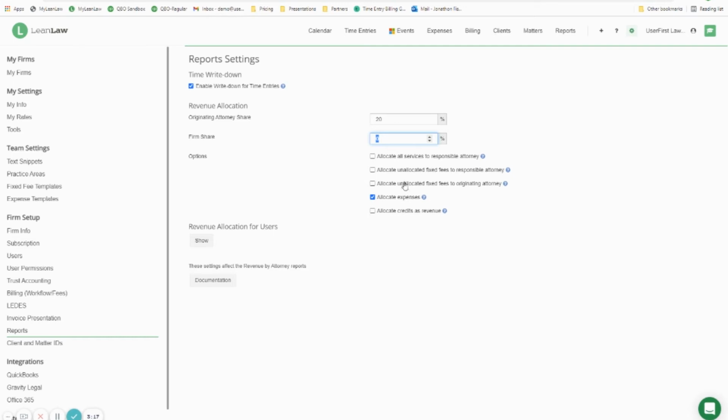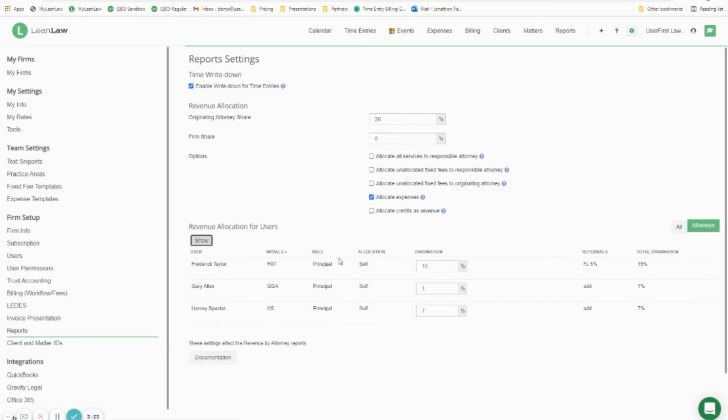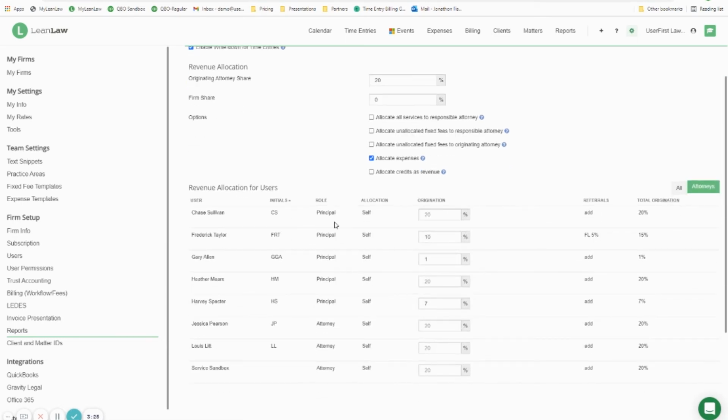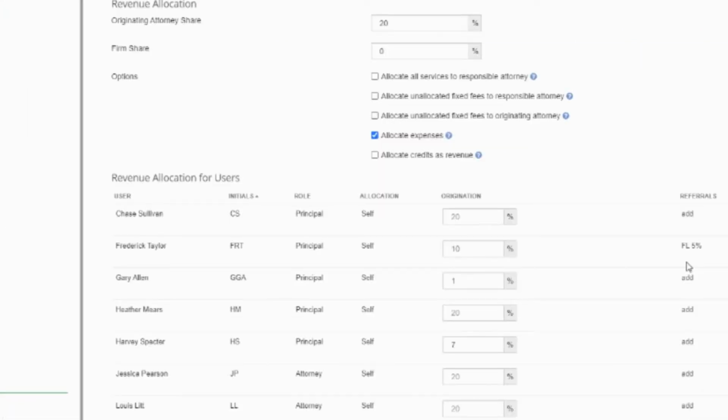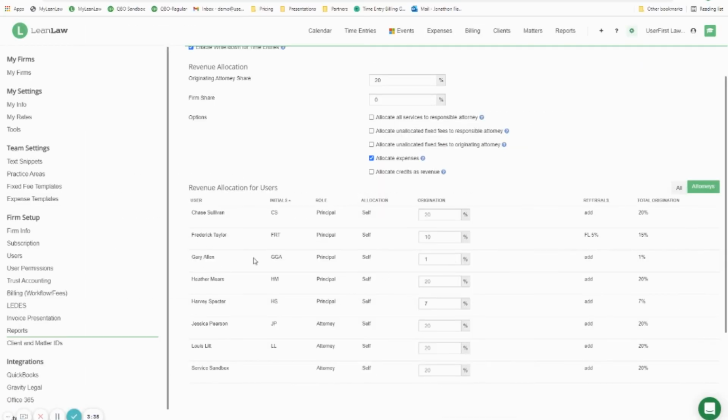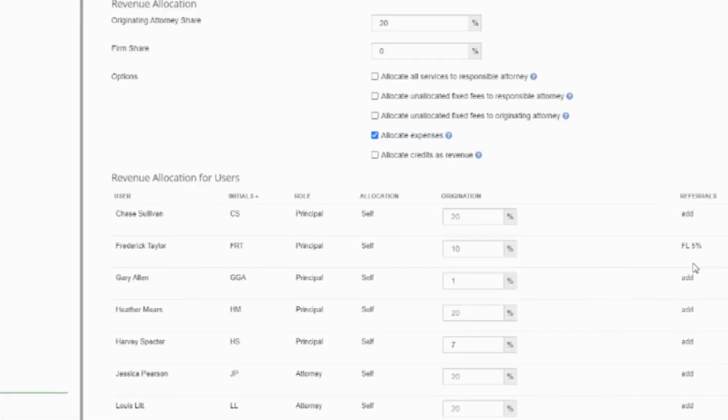Below are the checkboxes related to the logic on applying the revenue share at the firm or user level. This can override the firm settings and allows you to set up user-based origination. Not every firm uses a universal number for origination, depending on tenure or other factors. That's where that referral comes in. If you look at Fred, he gets 10% of origination, and then another person, FL, gets 5% as a referral. That's a unique feature. It's not commonly used, but it's a convenient function to have to separate it.